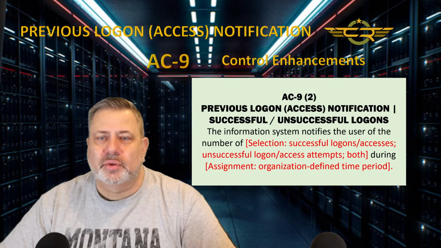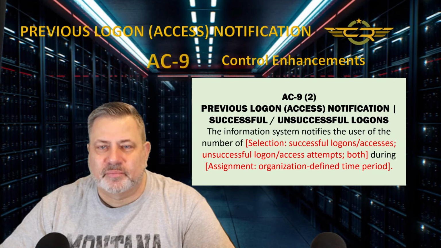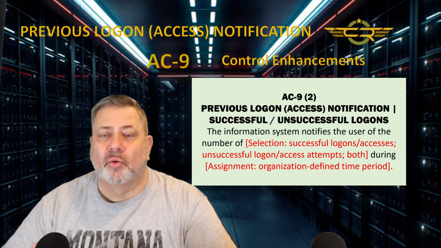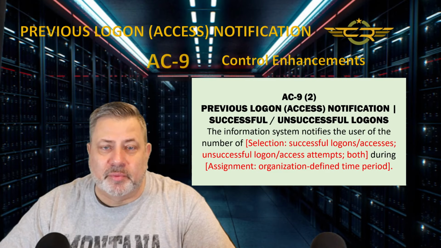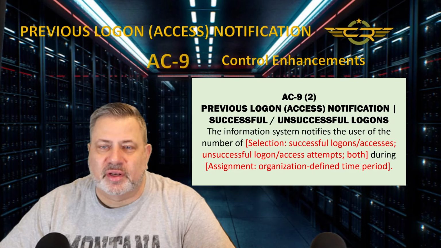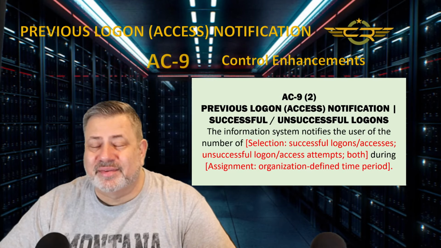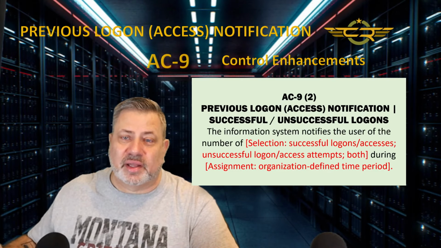AC-9 Enhancement 2, this is successful or unsuccessful logons. The information system notifies the user of the number of successful logons or accesses, unsuccessful logons or accesses, or both. So we have to select from there. Square brackets, I put them in red so they stand out. As an organization, we're going to decide whether we notify them of successful or unsuccessful logons or both during a time period. So we can expand this, say, to a week, not just since the last login, right? So that's what the last enhancement did.